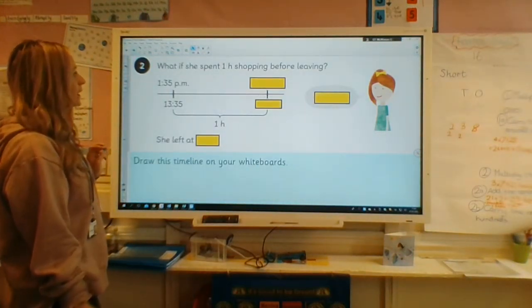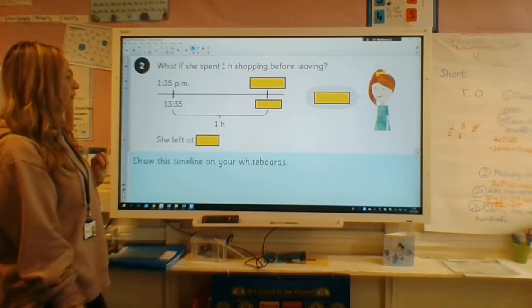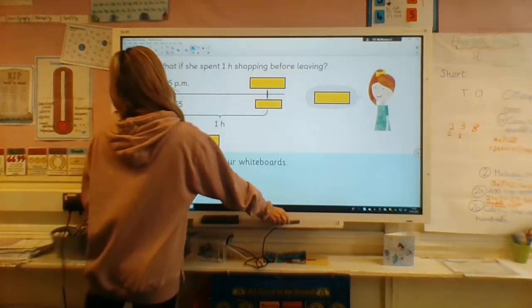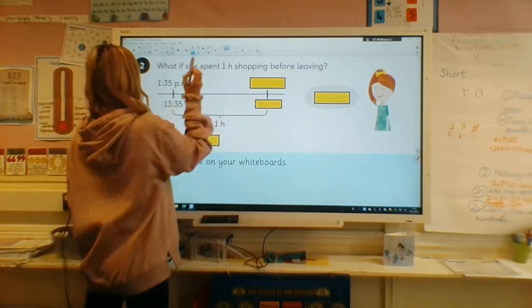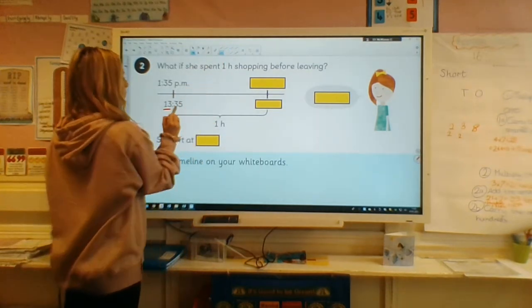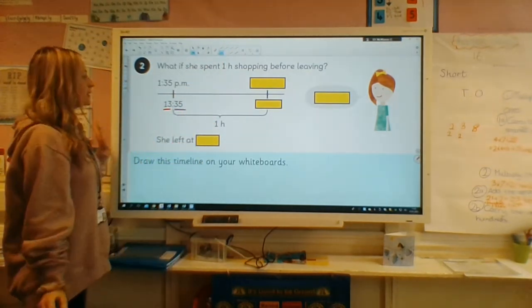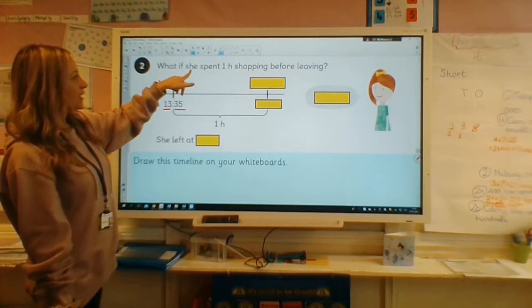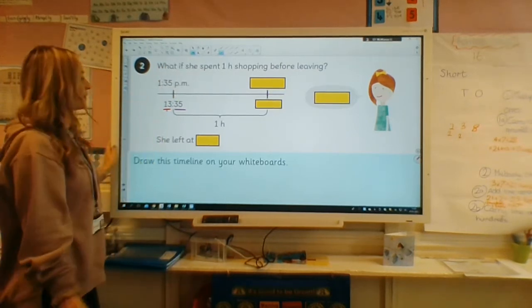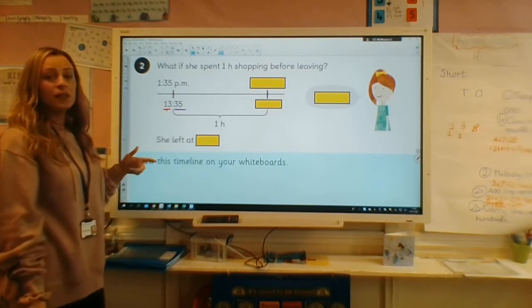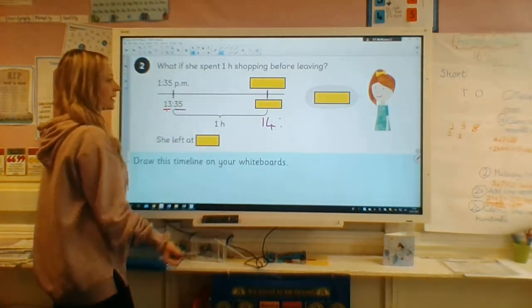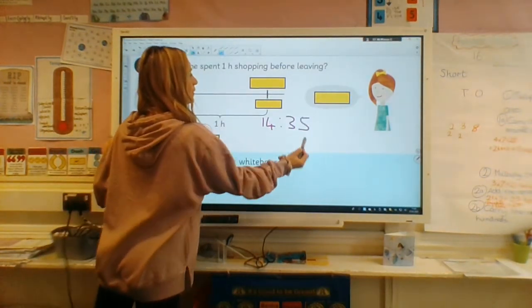So here we've got a word problem. What time would it be if she spent 1 hour shopping before leaving? We've got 13:35 here. Remember that I've said to you before, the first two numbers represent the hour, and the second two numbers represent the minutes. So if she stayed in the shops for 1 hour, only the hours are going to change, not the minutes. The hours are 13, so the new hour, adding 1 hour, would be 14.